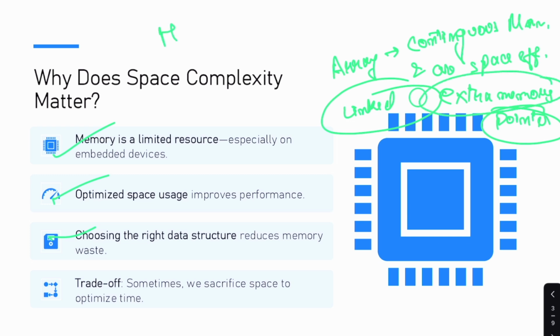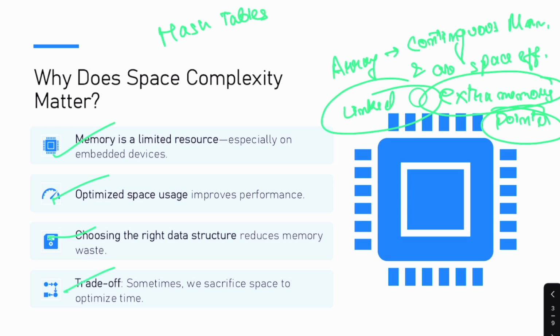Think of hash tables. Hash tables are fast, but they use extra space for the hash function. So these are some data structures that take up more memory than others, right?